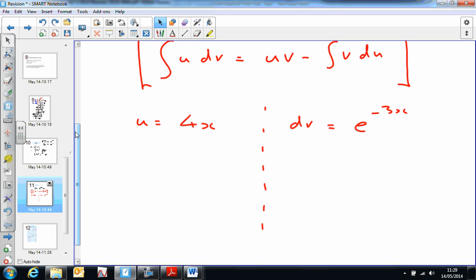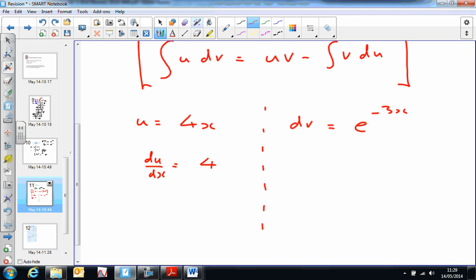So now the bit that I call u, I'm going to have to differentiate to get du by dx. The bit I call dv, I'm going to have to integrate to get v. And hopefully that's going to be a standard integral, so all you've got to do is look at the table of standard integrals, and this will be a standard differential. So du by dx, we can just write down the answer. It's 4.